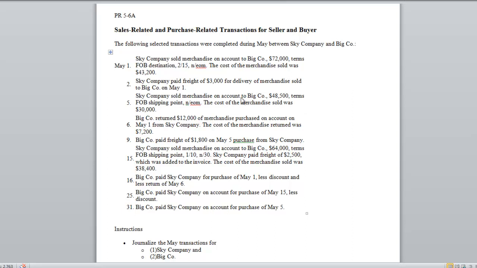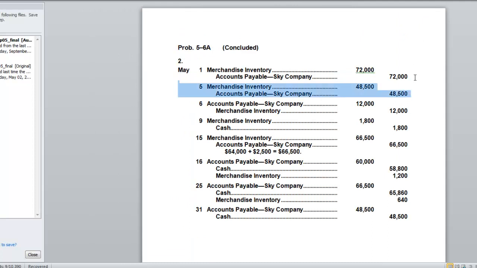So we're purchasing $48,500 more dollars, except this time the terms are FOB shipping point. There's no discount offered, but the net is due at the end of the month. Once again, as the buyer, we do not care what the cost of the merchandise was to the person that's actually selling it to us. So you're going to see here in a second, we're going to increase our inventory and we are going to increase our accounts payable. This is what the journal entry would look like.